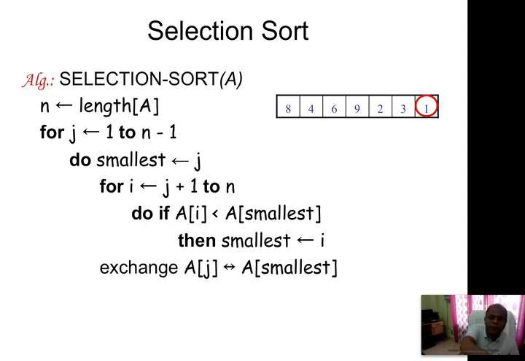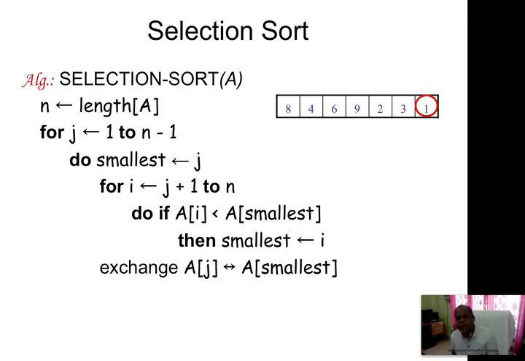For j is equal to 1 to n minus 1, because there are n elements, hence n minus 1 elements will be kept in their proper position. In the beginning, the smallest element will be in the position j is equal to 1. For i is equal to j plus 1 to n, if a[i] is less than a[smallest], see in this case what is happening.